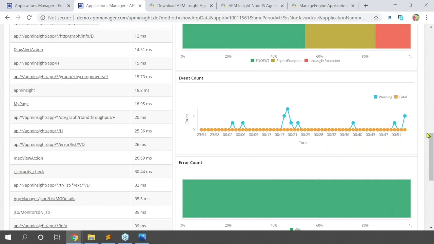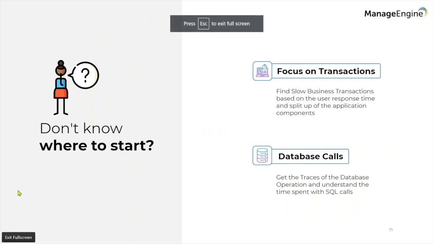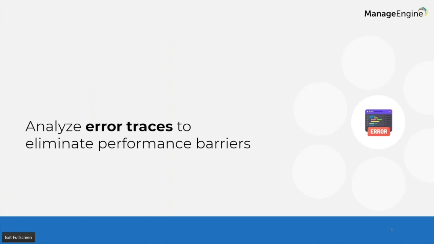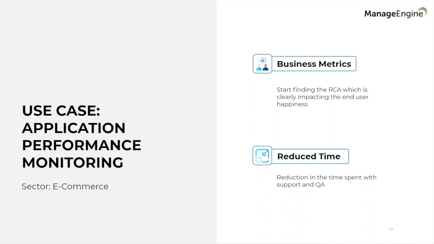All right. So with this, let me switch back to the presentation and see the next topic for today. Analyze error traces to eliminate performance barriers. To explain this, I thought of giving you a use case for application performance monitoring in the e-commerce industry.